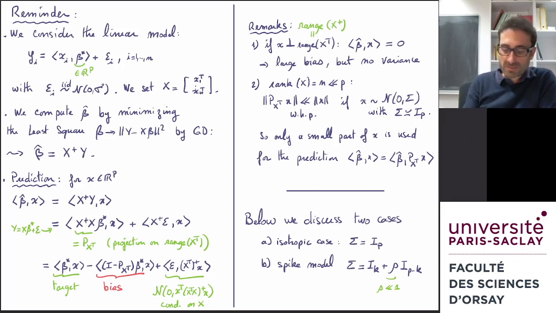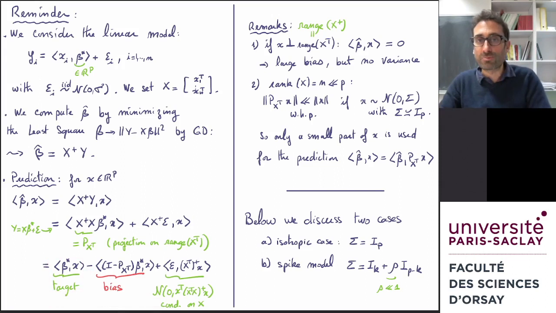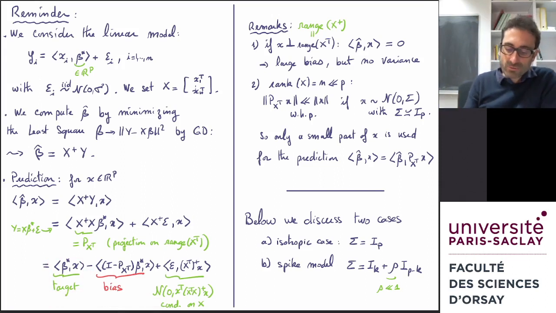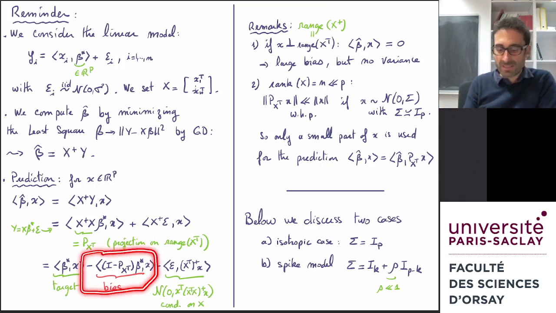So we denote by P_{X transpose} the projection on the range of X transpose. And I can write this as beta star plus the identity minus the projection. I have this decomposition where first I have the target, which is what I would like to use in order to do my prediction. Then I have two additional terms. The first term does not depend on epsilon and corresponds to a bias. This bias is equal to x scalar beta star minus its projection on the range of X transpose.